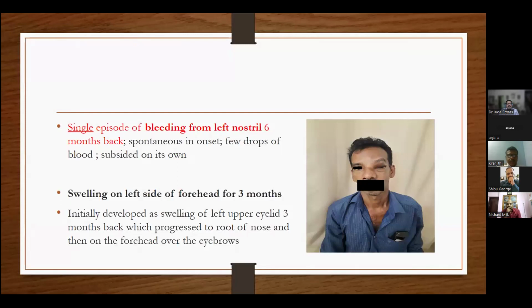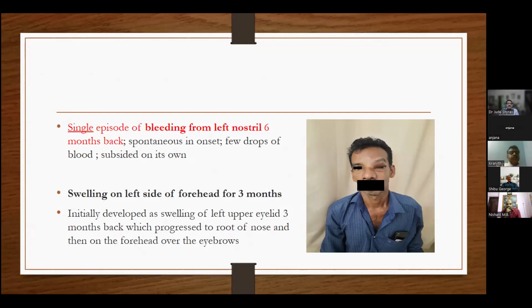He also had a single episode of nasal bleeding from the left nostril 6 months back, which was spontaneous in onset, had few drops of blood, and it subsided on its own. There was a swelling on the left side. He also developed a swelling on the left side of the forehead for 3 months. The swelling initially developed as a swelling of the left upper eyelid 3 months back, which progressed to the root of the nose and then to the forehead over the eyebrows.